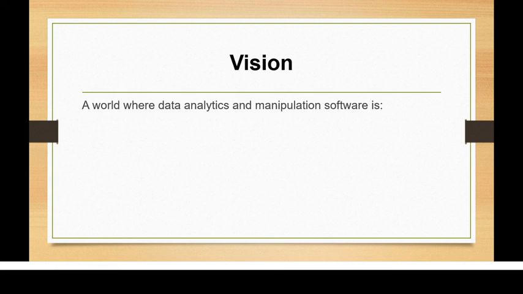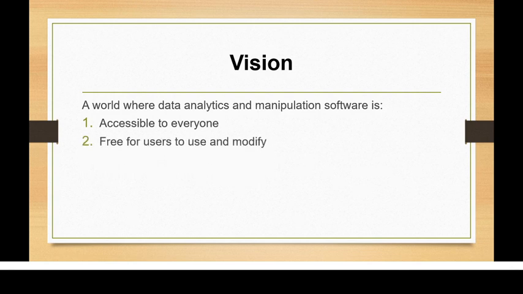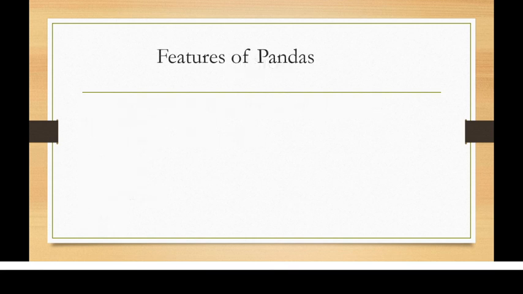Then, what is the vision of pandas? A world where data analytics and manipulation software is number one, accessible to everyone, number two, free for users to use and modify, number three, flexible, number four, powerful, number five, easy to use, and the last, number six, fast.